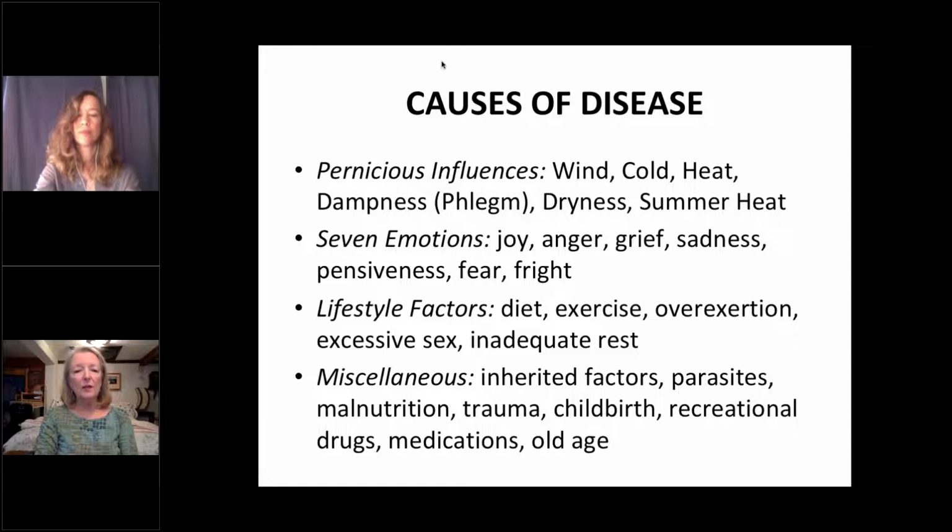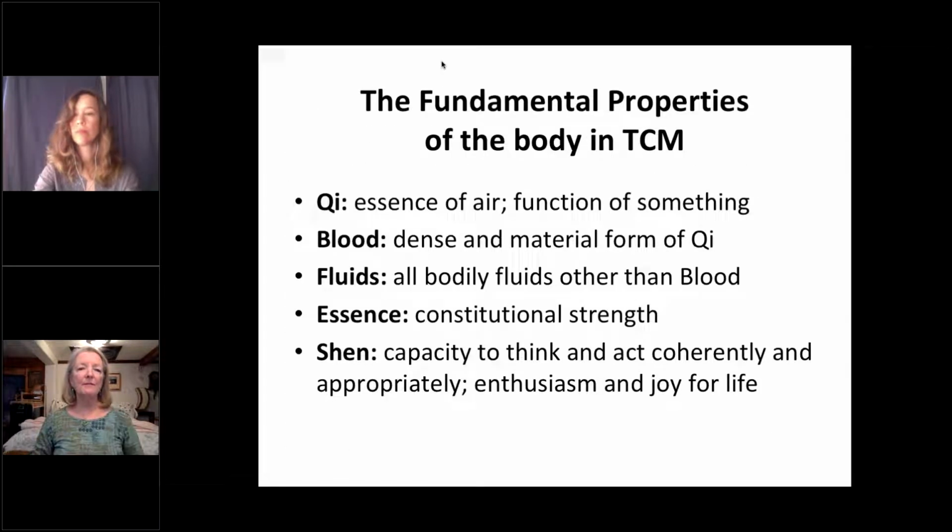So recreational drugs, as we know, we learned a lot about that yesterday, medications, and old age. Can't help the old age if we get there, but we can keep our bodies strong and in balance so that we experience a better quality of life as we age. Okay, fundamental properties in the body. I want to cover these and then I'll take questions. So qi, blood, fluids, essence, shen. These are 5 very important fundamental properties in the body, and I'm going to get into each of these in detail.